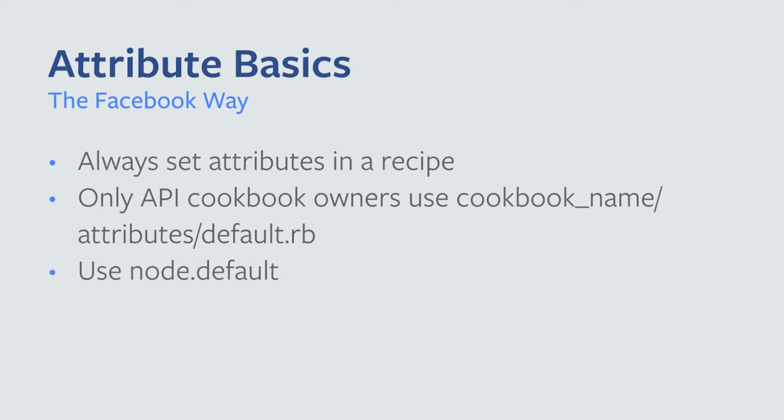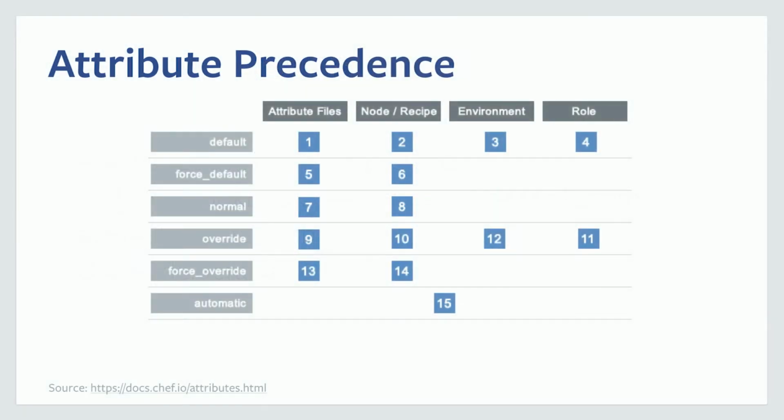Always also use node.default. The reason for this is there's 6 different levels you could use and many different contexts, and it's really confusing. This is what it looks like. You have these different levels and these different places they can be, and it's just confusing. There's 15 different possibilities. So we just sidestep that.